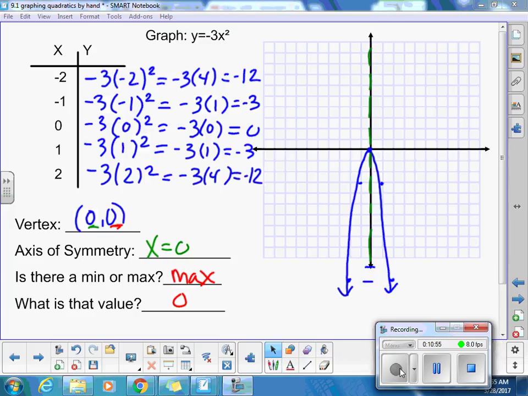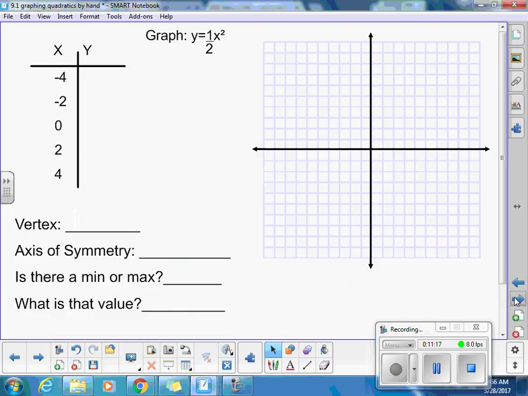So there is my parabola. And take a guess as to why it flipped over. What about this one is different than the parent graph that you think made it flip over? And if you said there's a negative, that is true. The negative value in front of the x squared is what makes it flip over, or reflect over the x-axis.